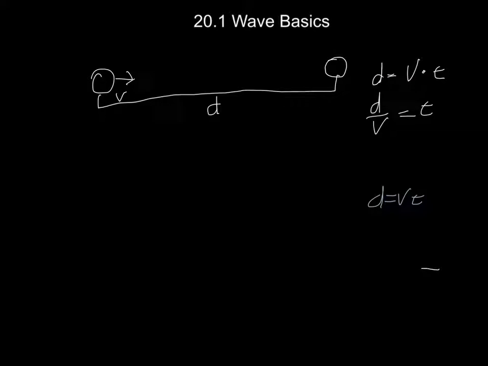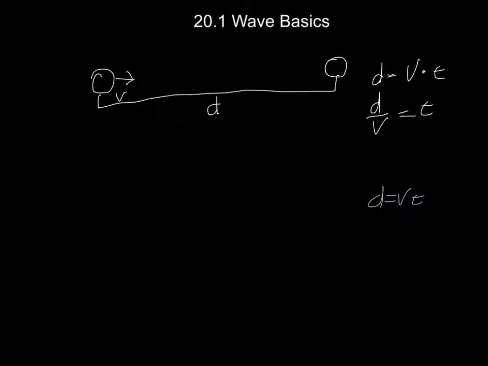So let's start with some basics of waves. If we had a ball and we threw it, gave it some velocity, the same example as before, and it moved a certain distance, we can figure out a relationship that deals with distance, velocity, and time. The distance is going to be equal to our velocity times our time. This just goes back to the kinematics that we have used before.